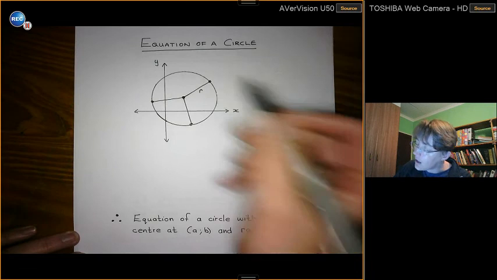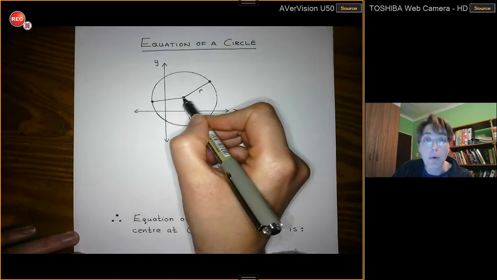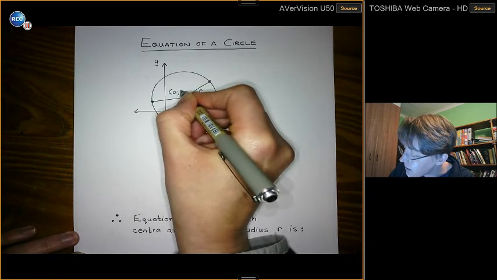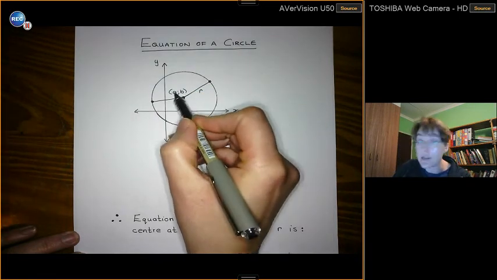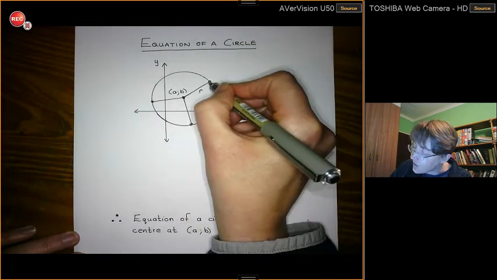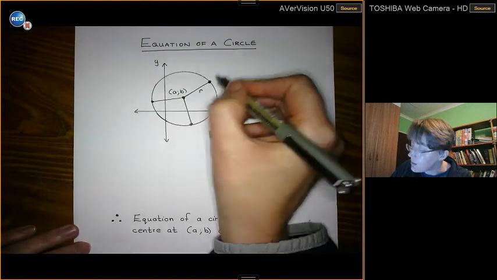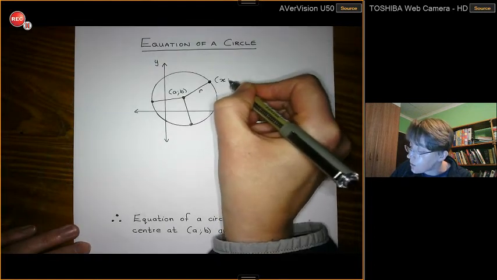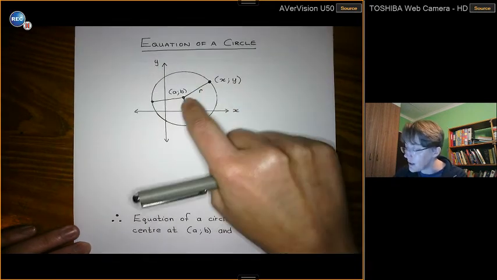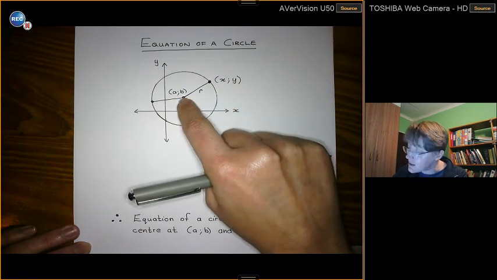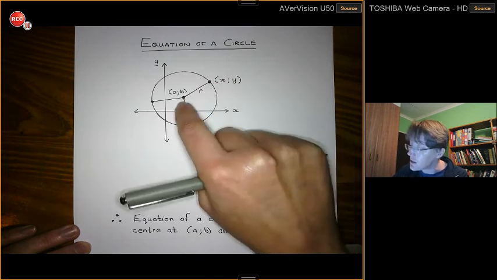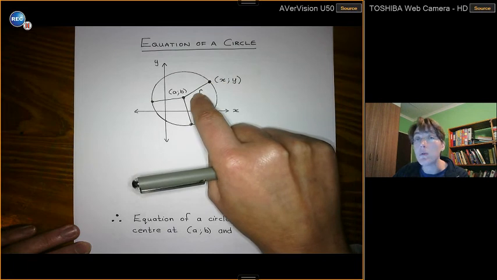So if I go from the center of the circle to any point on the circumference, it's going to be the same. Now if I name these points, so I say this is my point, which is the center of the circle, and we're going to call that the point AB. So the x coordinate of the center of the circle is A, and the y coordinate of the center of the circle is B. Then this point over there is going to be a variable point, meaning it's any point on the circumference of the circle, and we'll call that the point xy. Then what you need to understand is the following. The distance between the center and the circumference is always the same. And the distance between the center and the circumference is always equal to the radius.